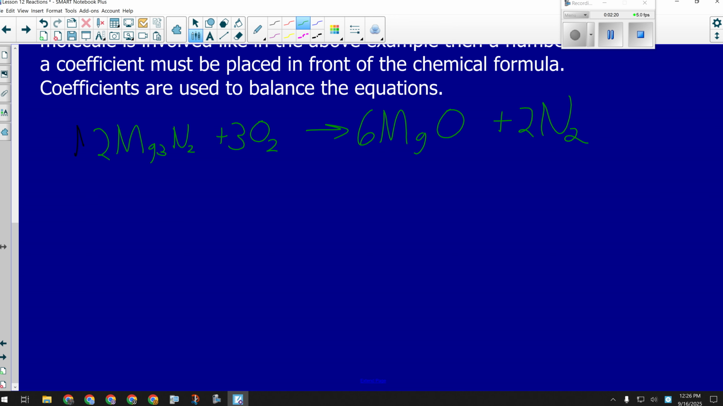All right, the other thing I asked you to do is identify what type it is. We got an element reacting with an ionic compound. What kind is that? Single replacement. So you could just write SR inside that, single replacement. Then I need to write it out in words, which is just a naming exercise. This stuff here is magnesium nitride.